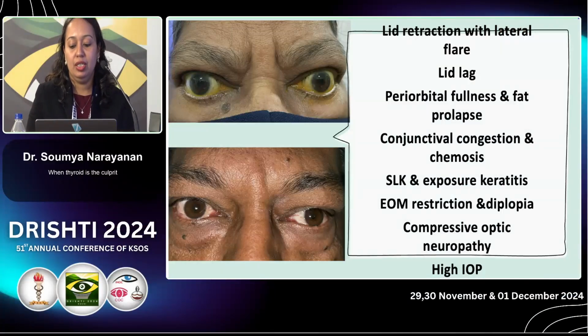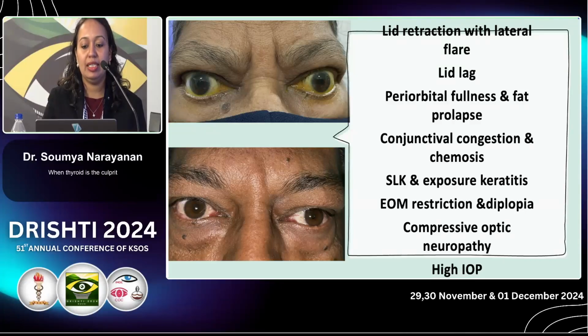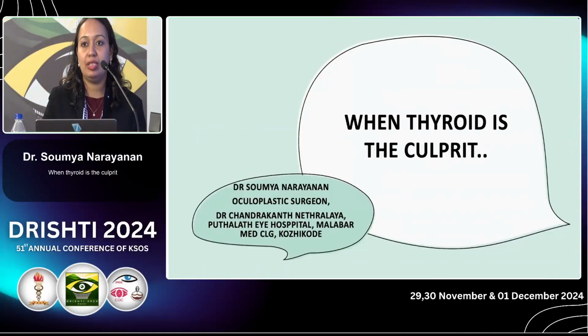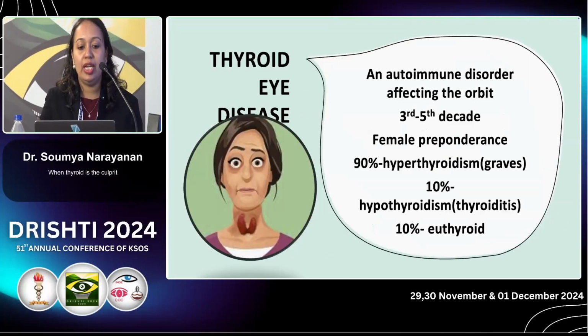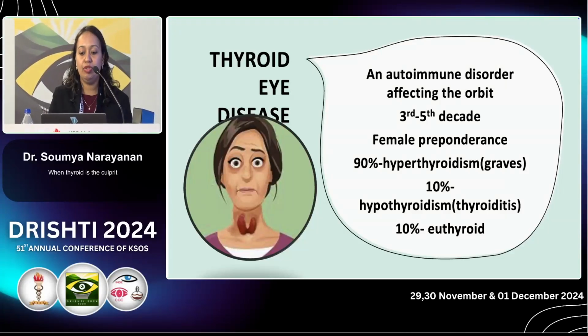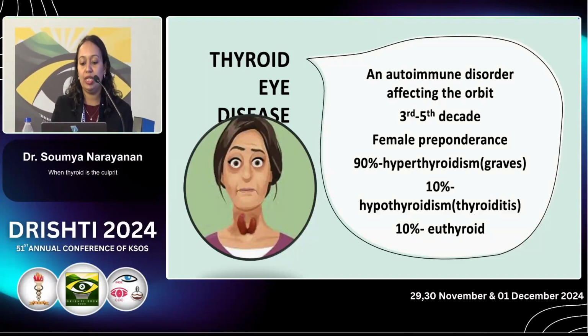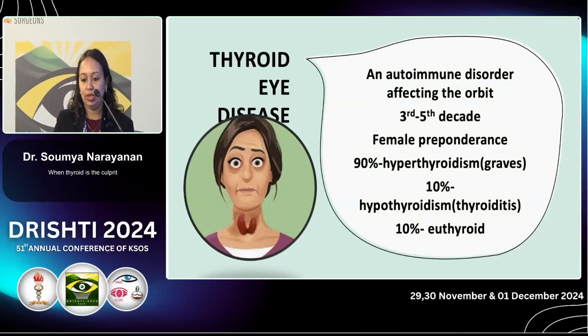Good morning all. So when a patient comes to your clinic with these features like lid retraction with lateral flare, lid lag, proptosis, periorbital fullness and fat prolapse, conjunctival congestion, exposure keratitis, extraocular muscle restriction and compressive optic neuropathy, you will be thinking firstly of thyroid. So thyroid eye disease is an autoimmune disorder affecting the orbit mainly in the 3rd to 5th decade with a female preponderance, and it is mostly associated with hyperthyroidism, and it can also occur in patients with hypothyroidism and euthyroidism.